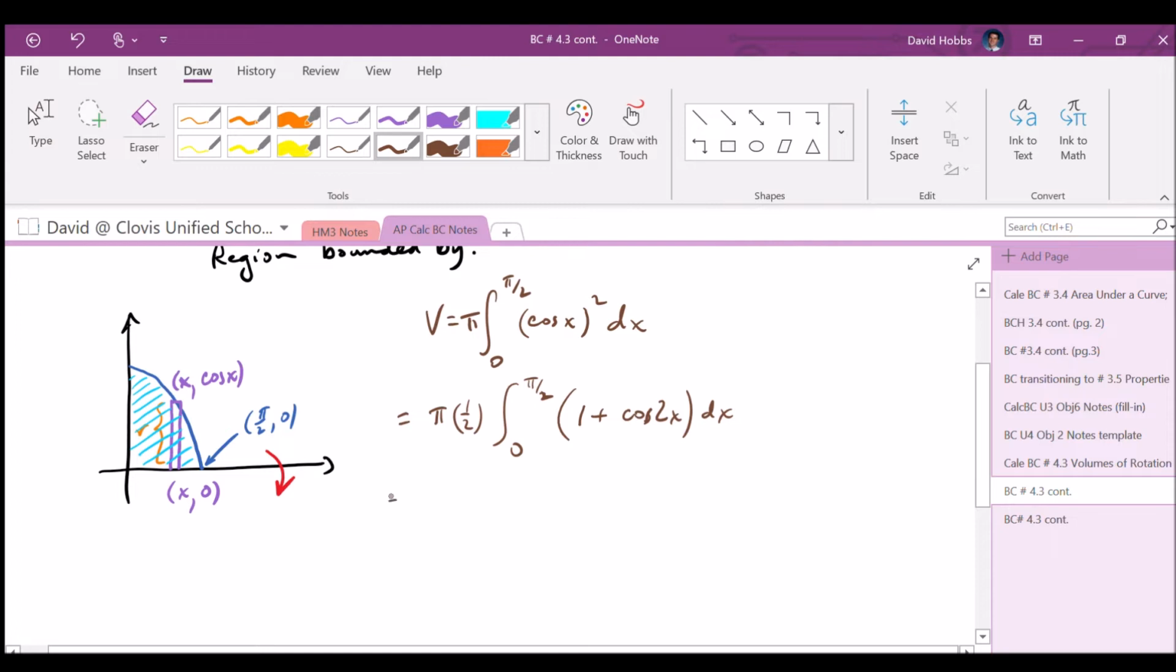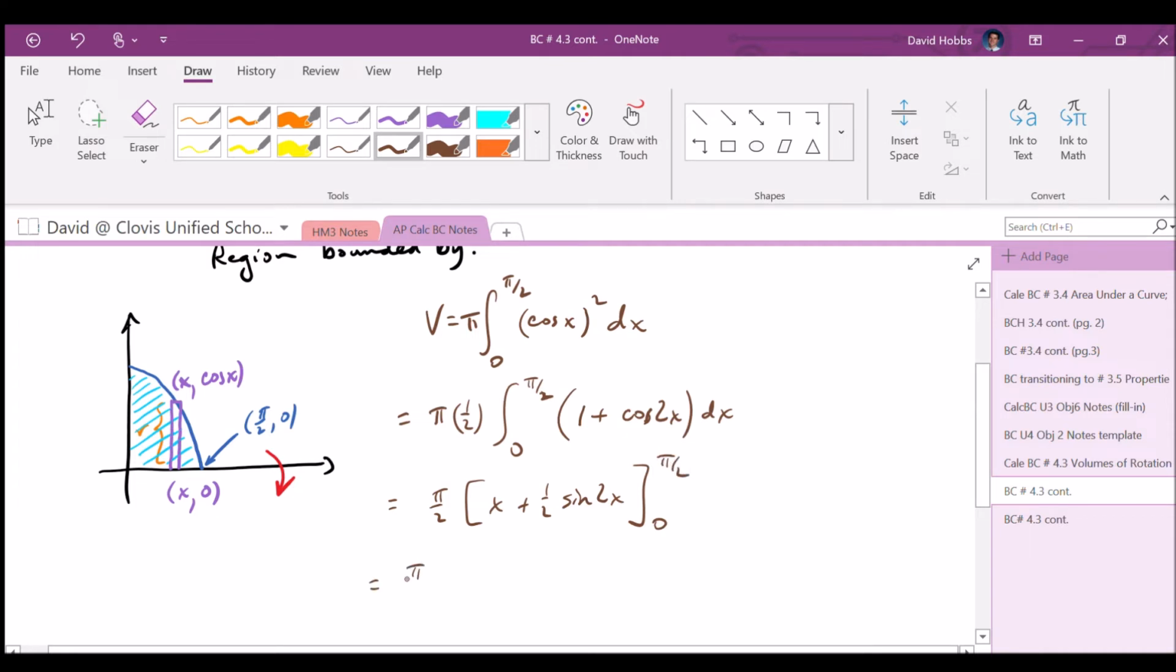And so we have pi over 2, and I would get x, and cosine is the derivative of sine, so plus sine of 2x, but the derivative of the guts, the derivative of 2x is 2, so we need an adjustment for that. From 0 to pi over 2.